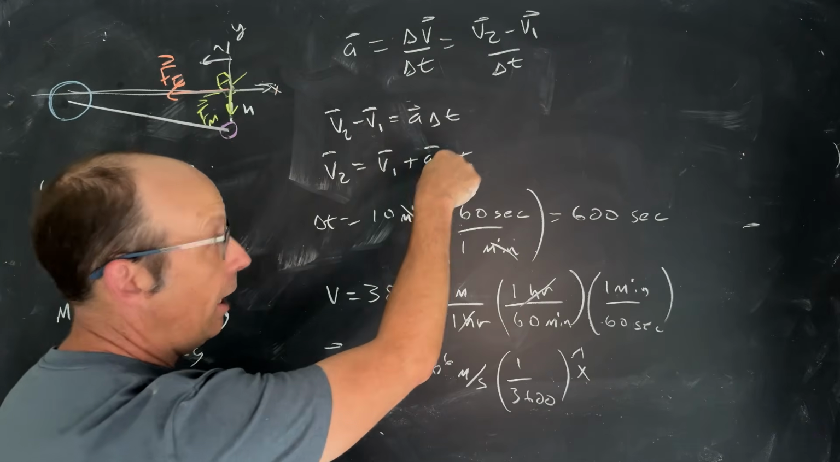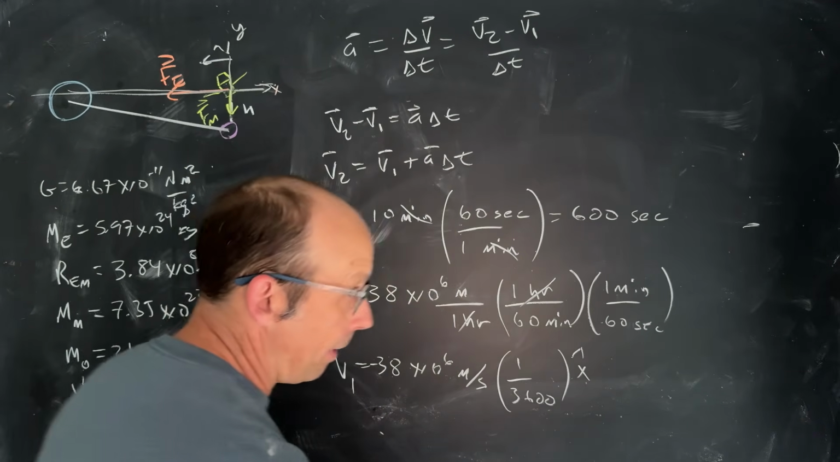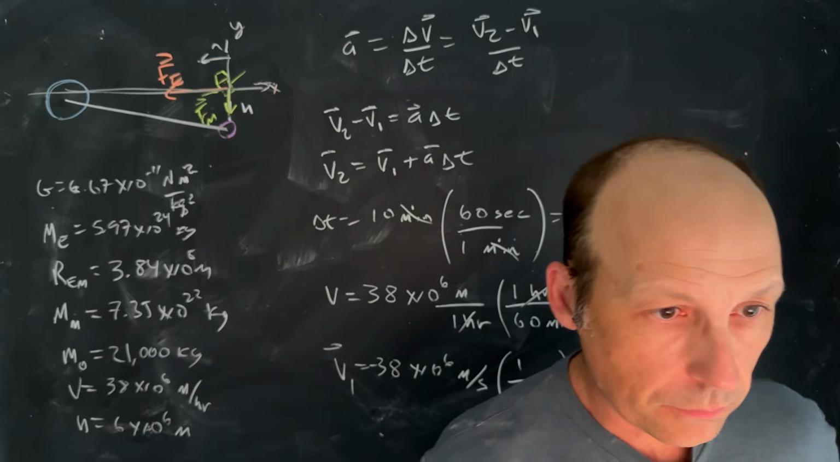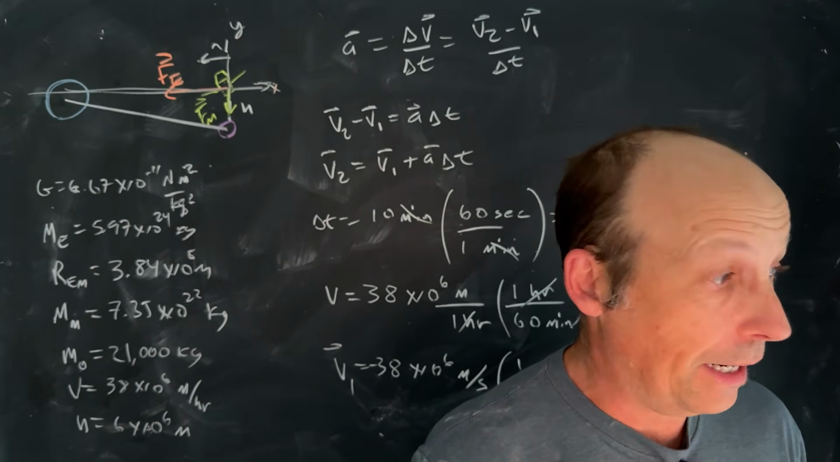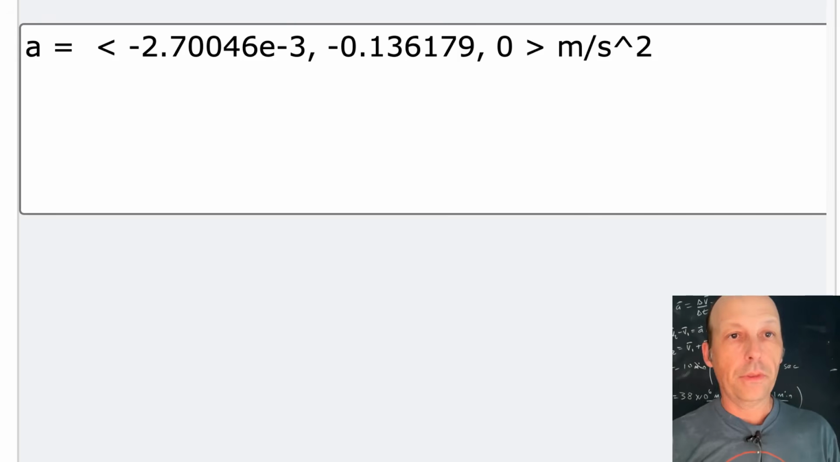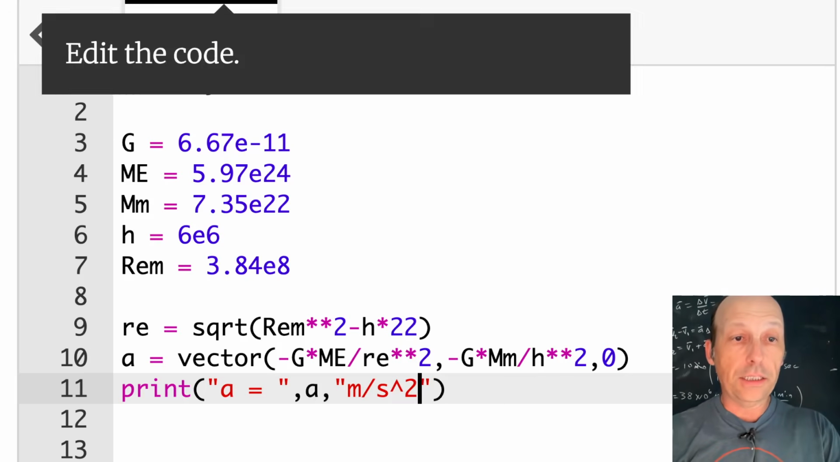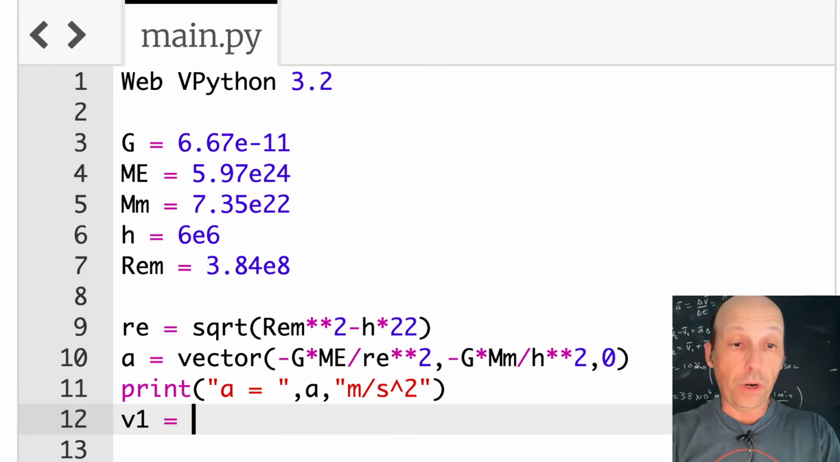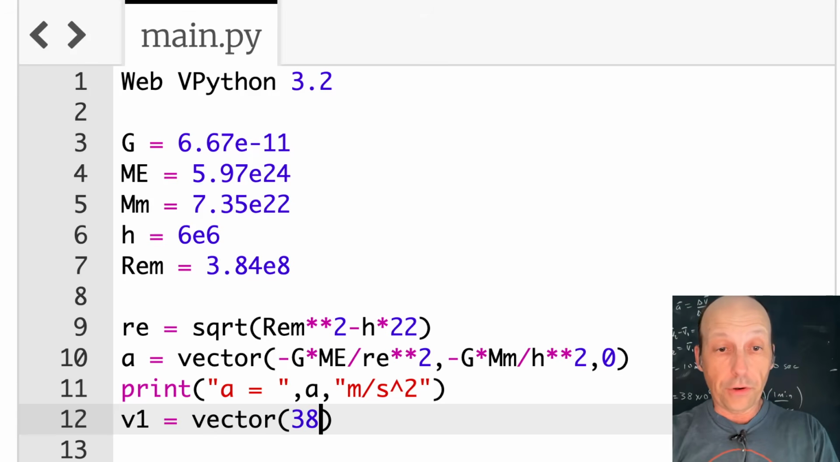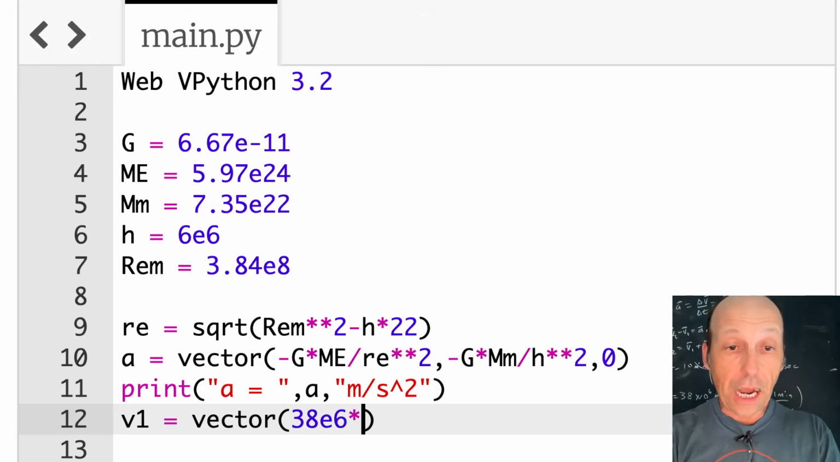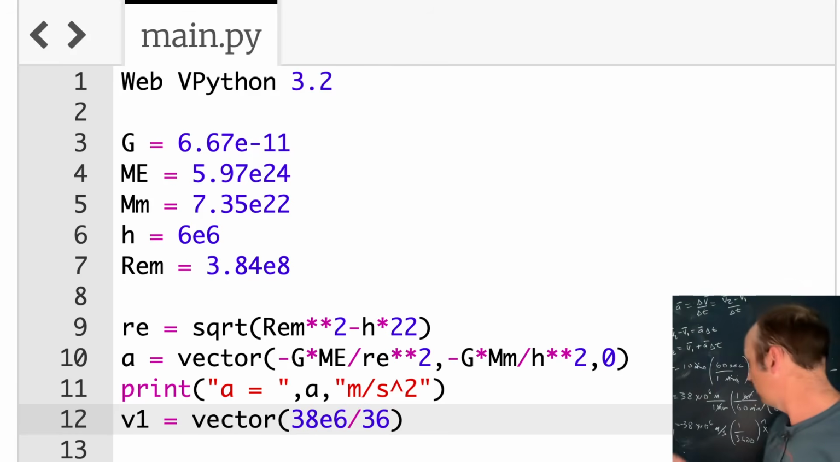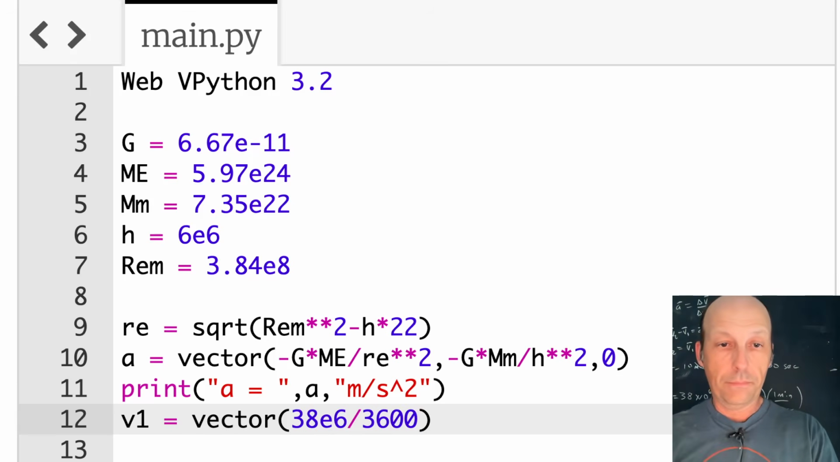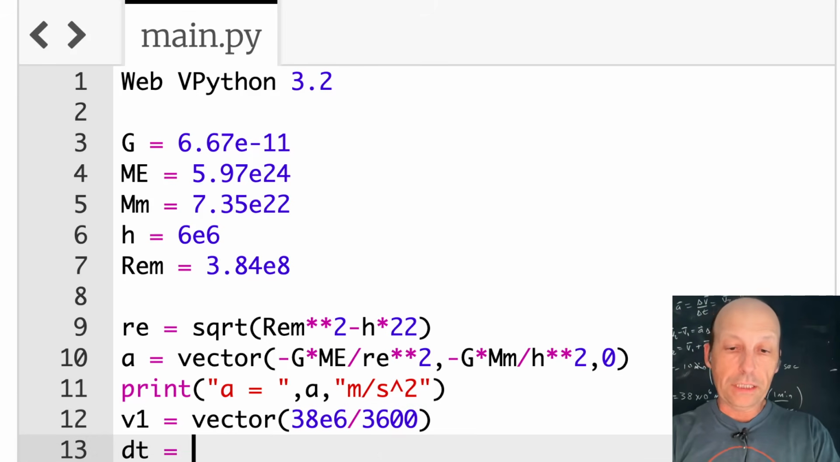I have my value for a. I have my value for delta t. So let's just go back to Python and plug that stuff in. Python. OK, there's my acceleration. Let's just go ahead and write v1 as, I'll call it v1. It's a vector. It's going to be equal to 38 times 10 to the 6th divided by 3,600. And then my dt was, I'm just going to write it as 600.